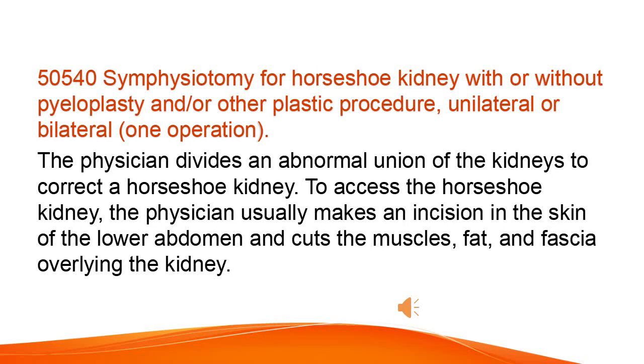Symphysiotomy for horseshoe kidney with or without pyeloplasty and/or other plastic procedure, unilateral or bilateral, one operation. The physician divides an abnormal union of the kidneys to correct a horseshoe kidney. To access the horseshoe kidney, the physician usually makes an incision in the skin of the lower abdomen and cuts the muscles, fat, and fascia overlying the kidney.